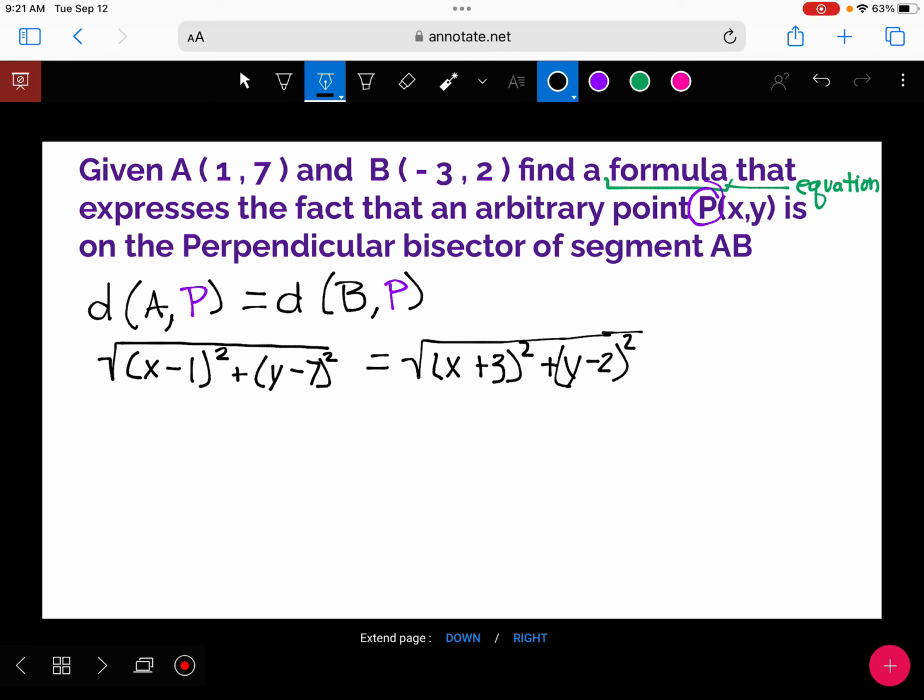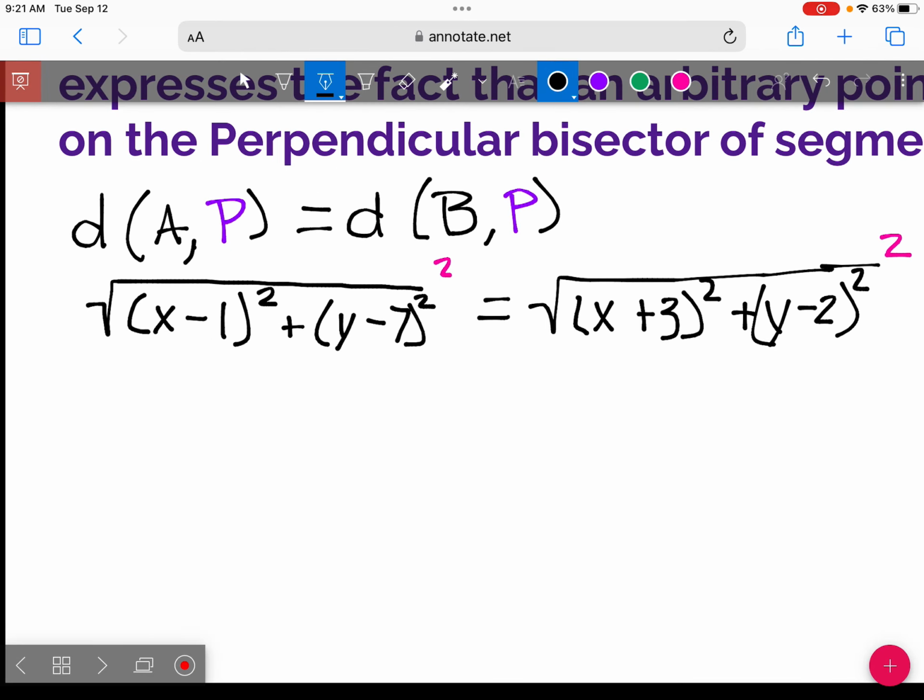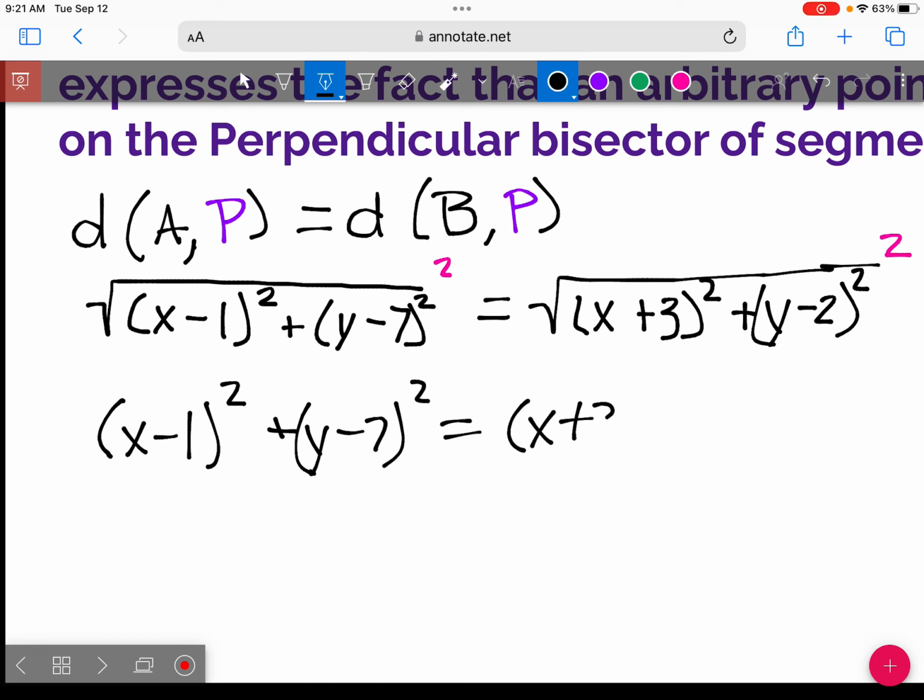How can I get rid of those square roots? Square both sides. That's a square. So that gives us x minus 1 squared plus y minus 7 squared equals x plus 3 squared plus y minus 2 squared.